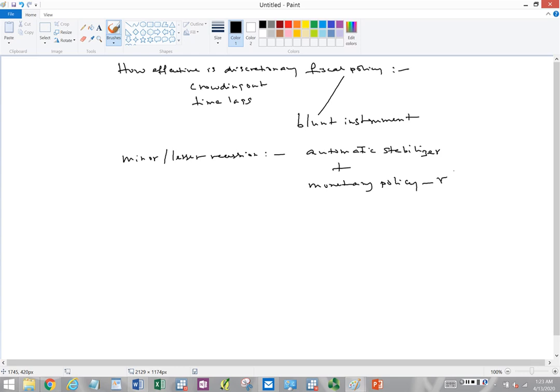Right? So again, how effective is discretionary fiscal policy? It is not a precise instrument, it's a blunt instrument. There are many factors that cause it to be less effective than it might be. So let's just use it in an emergency when the recession is a deep recession. But when the recession is a relatively minor one, let us leave it to the automatic stabilizer and to monetary policy.